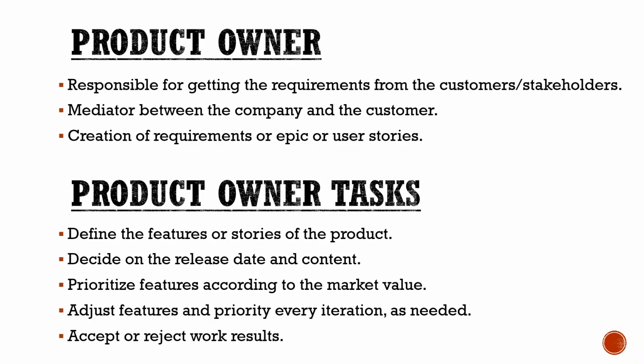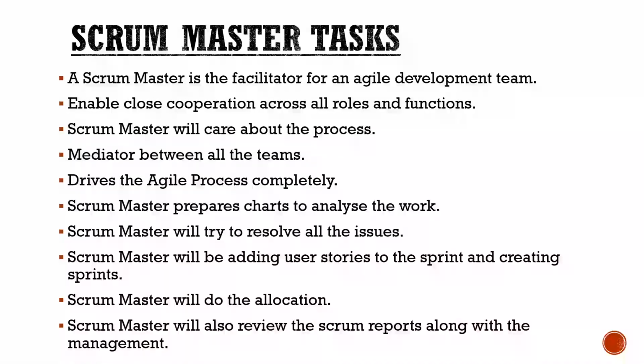And he accepts or rejects work results. Suppose the development team is working and the testing team finds bugs, or the developed software is not good, he can reject it. If it is good, he can accept it. The product should be as per the customer requirements. If they are not met, the product owner can reject the work of the development and testing team or all other teams.